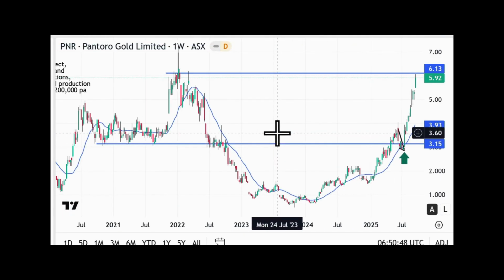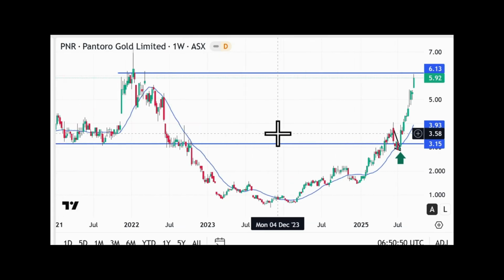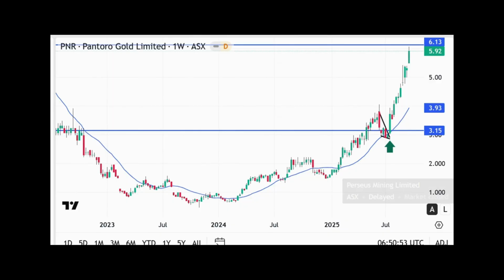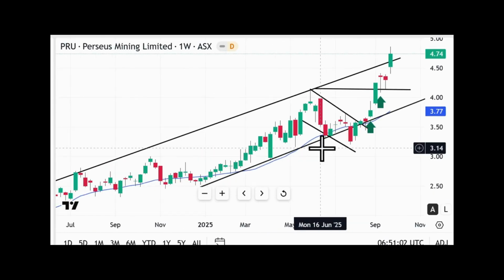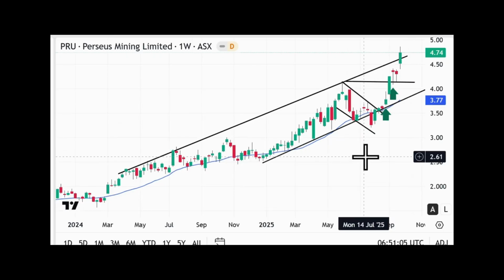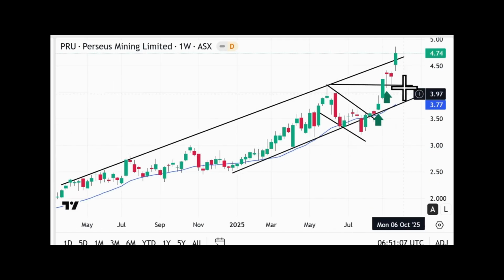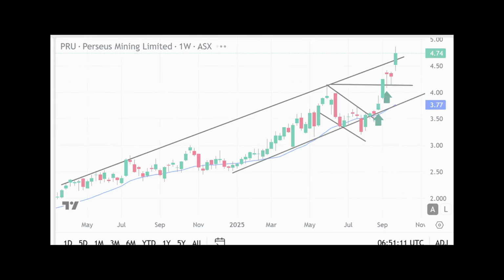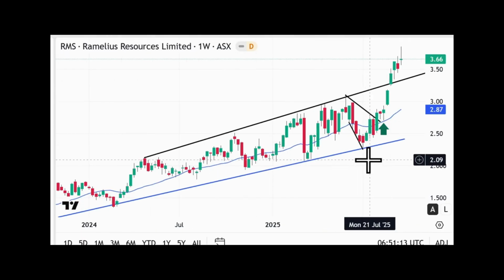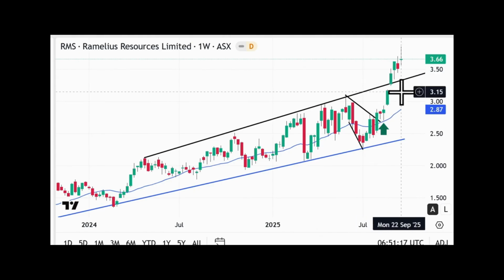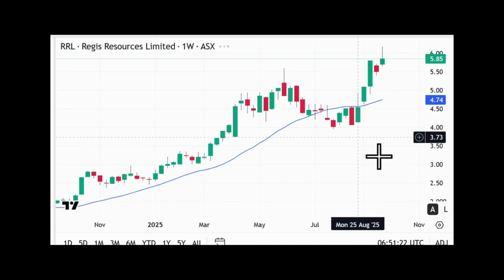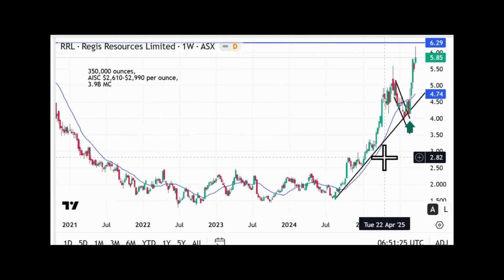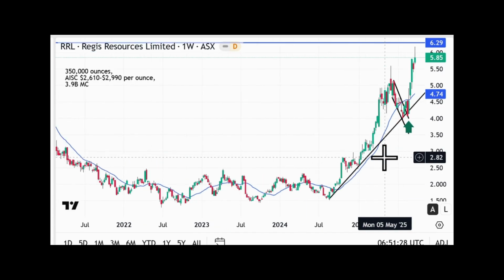Okay, ABM, looking fine. Pantoro. Wowza. Hey. Looking fine. Well, these are good entry points down here. Perseus. Okay, so he's got himself above the trend line here. So again, a bit of consolidation, and even if he comes down here, it's fine. Ramelius. So above the trend, he's going to start forming a new pattern now. So really, what we want is just some consolidation. Regis up near the highs.